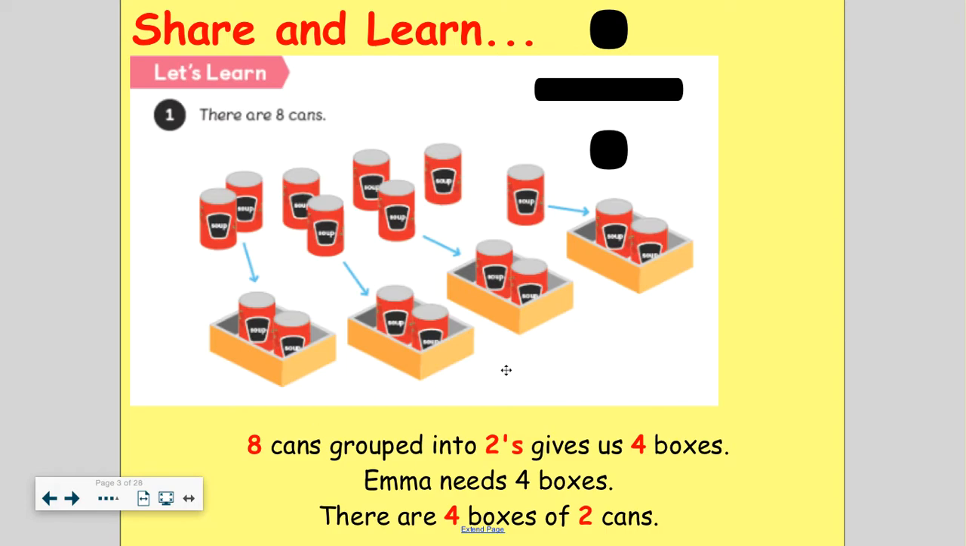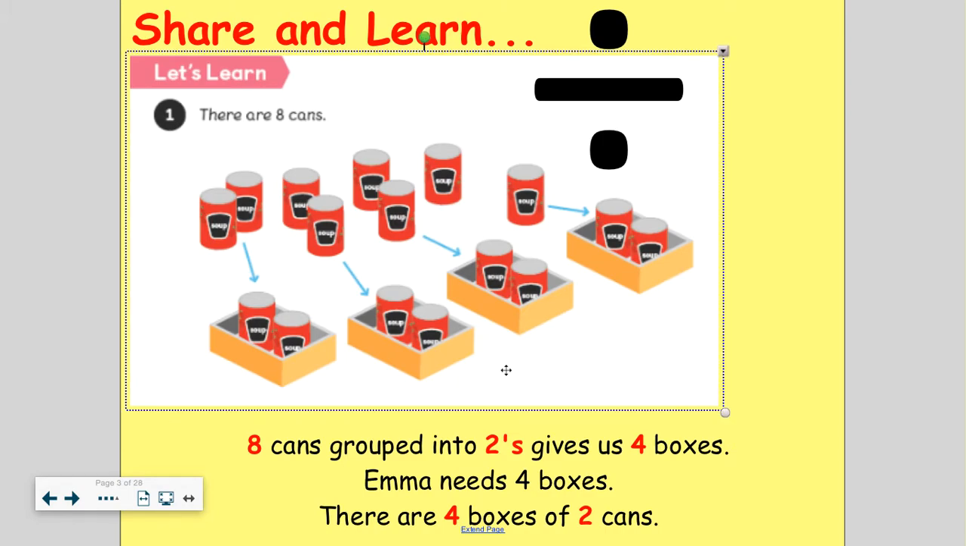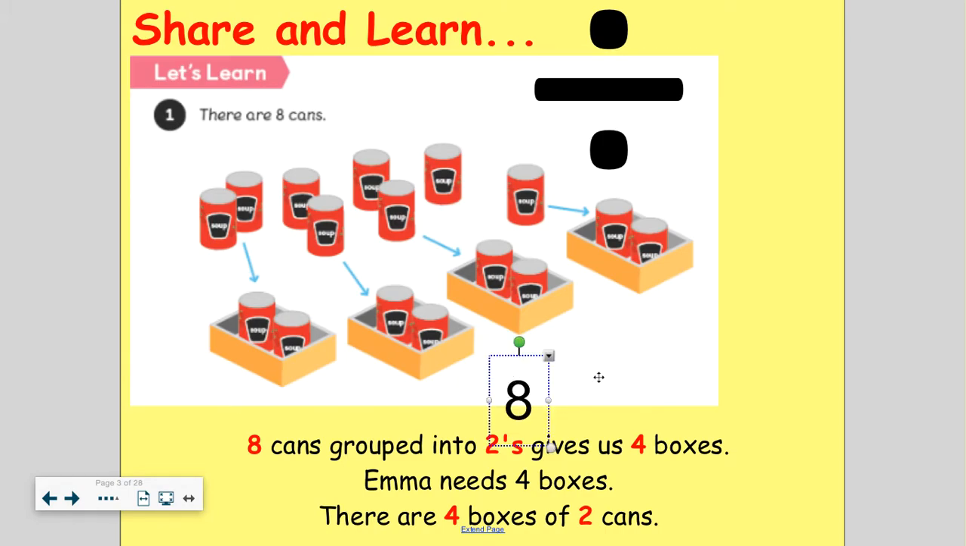Now we can write this as a number sentence. We had 8 cans. We grouped them into 2s. 8, this means grouped into 2s, gives us 4 boxes. So we know that 8 divided by 2 makes 4. Let's have a look at some more grouping problems so we can practice this a little bit more.